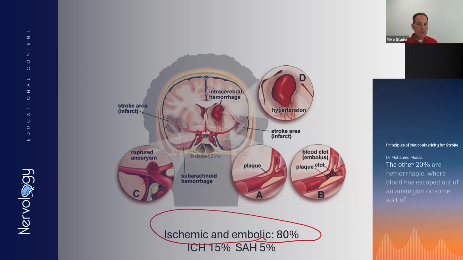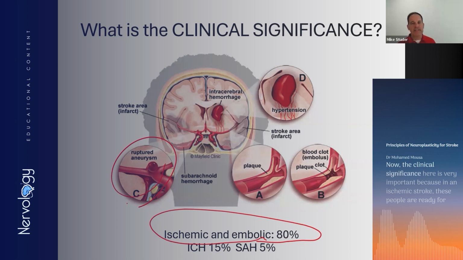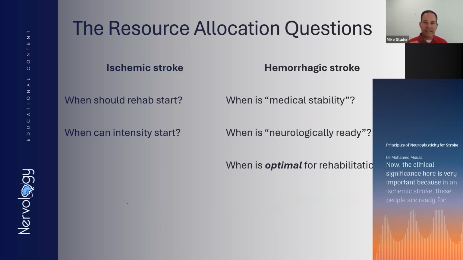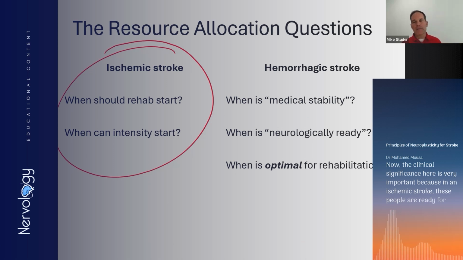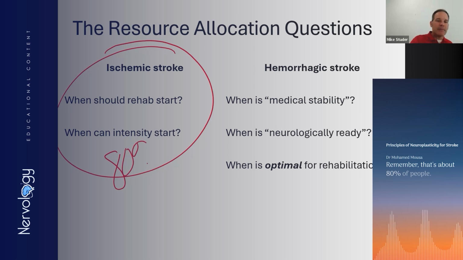The other 20% are hemorrhagic, where blood has escaped out of an aneurysm or some sort of artery defect with high blood pressure or something that was a change and malformation of how the brain's arteries were developed. Now, the clinical significance here is very important because in an ischemic stroke, these people are ready for rehabilitation right away. Remember, that's about 80% of people.